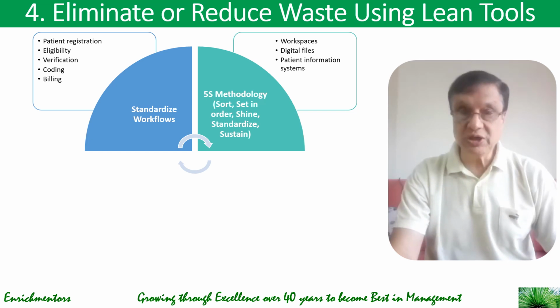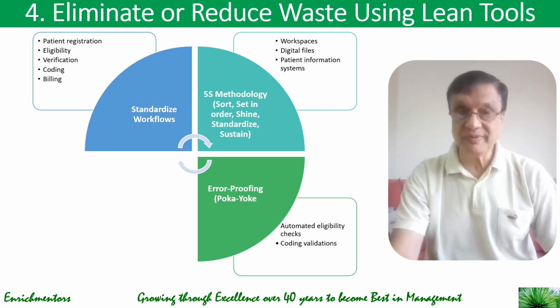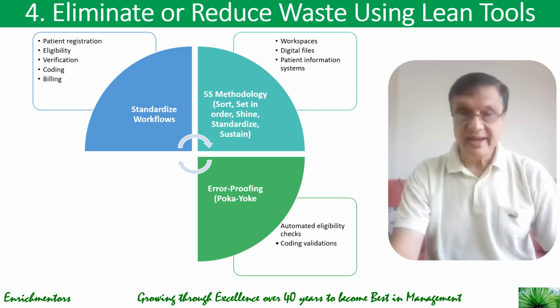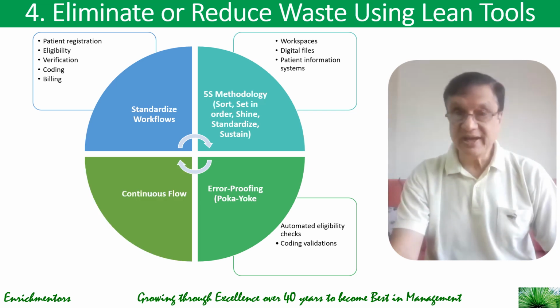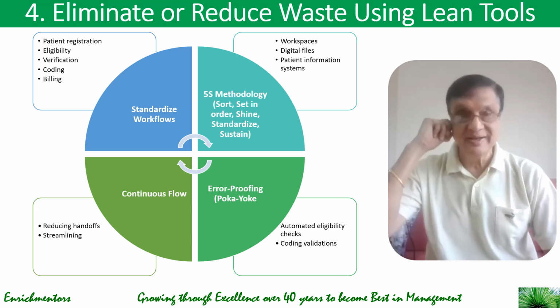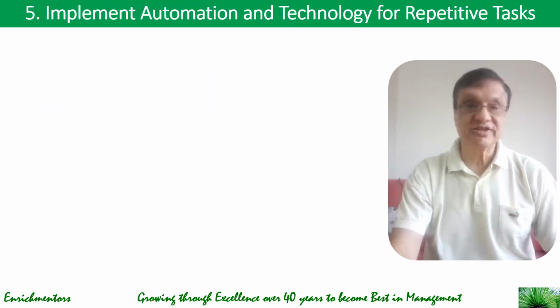Also, you could use Poka-yoke, right? Error proofing. Implement safeguards against common errors, such as an automated eligibility check or coding verification, to reduce defects in the claim. And continuous flow: aim for seamless, uninterrupted flow of work by reducing handoffs and streamlining communication between departments. So use these Lean tools to eliminate and reduce the waste.